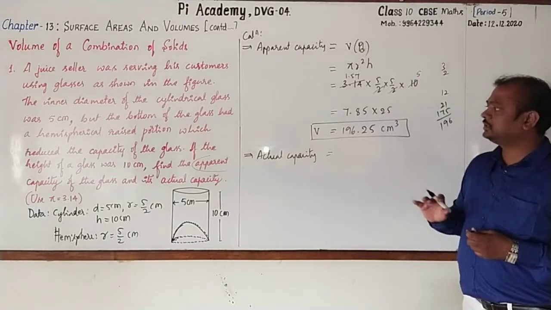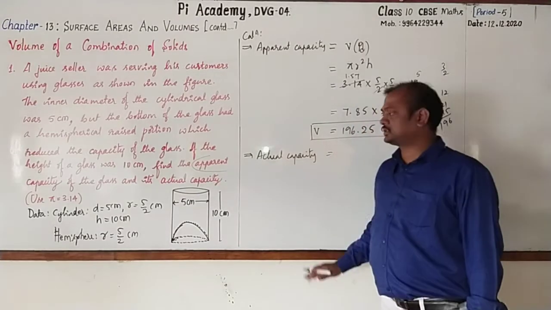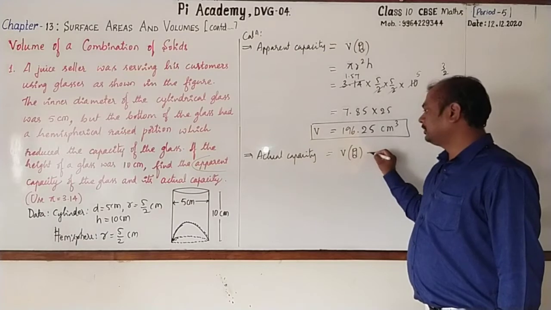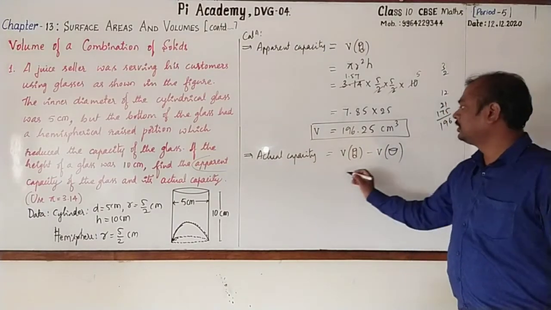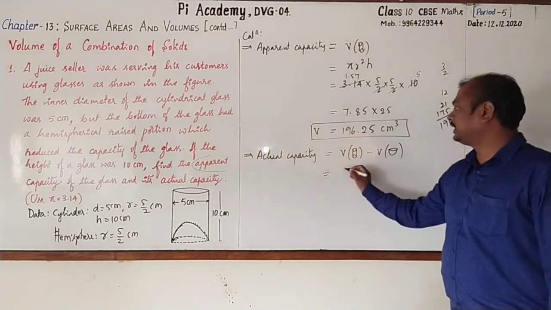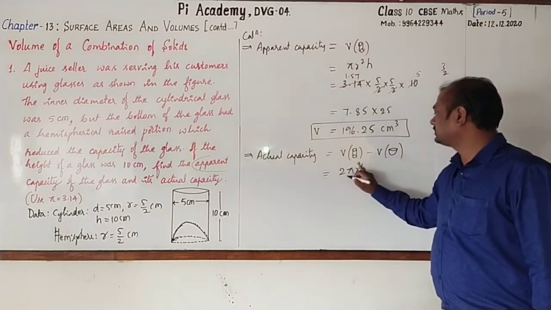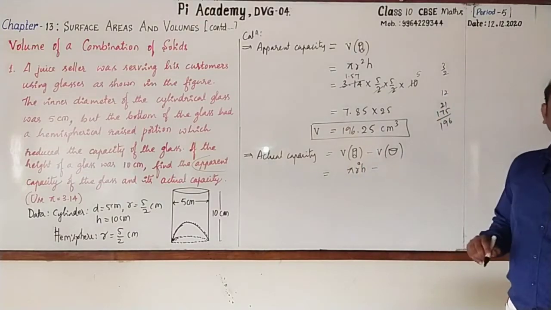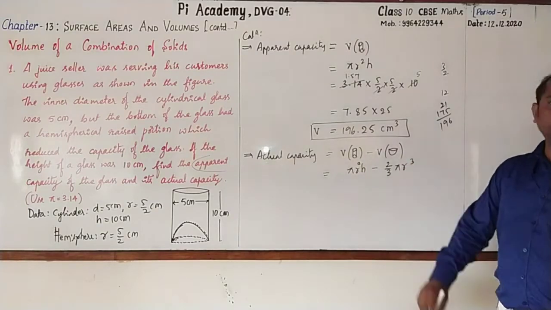But in the examination, if they ask only to find the actual capacity, then obviously you should write it is volume of cylinder minus volume of hemisphere. Hence, let's go for using the formula for both. Volume of cylinder is pi r square h minus volume of hemisphere. What is this? It is 2 by 3 pi r cube.